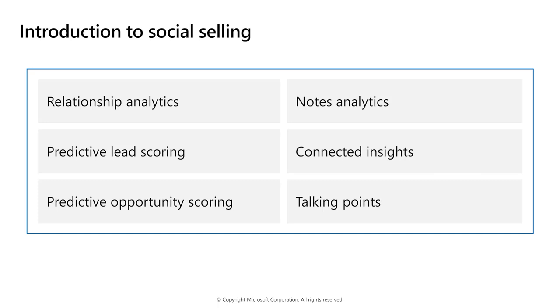Now, let's look at an introduction to some social selling. So again, why do we need to think about this? This is going to be the process where we ask, how can we interact? How can we engage with our customers to make sure that we complete that sale? So we've got our relationship analytics, our notes analytics, our predictive lead scoring, and our connected insights. I've got our predicted opportunity scoring and our talking points. Now, I've covered these items previously in this module, so I'm going to see where I can extend some of the discussion about this.